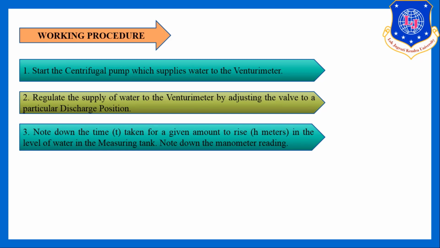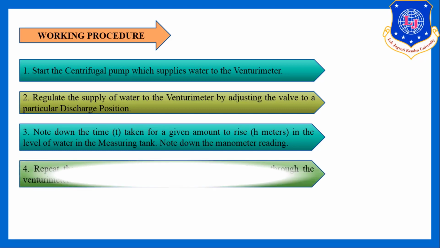Now note down the time t taken for a given amount to rise, h meter, in the level of the water in the measuring tank, and note down the manometer reading. This point is very important. In this step we have to take the readings. We have to note the time required to rise the level of water by some height, say for example h meter. What is the time required to rise the water level h meter in the measuring tank? And the second reading we have to measure is the manometer reading, that is the pressure difference.